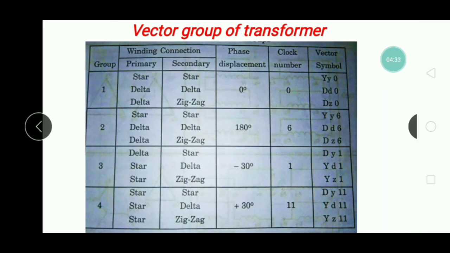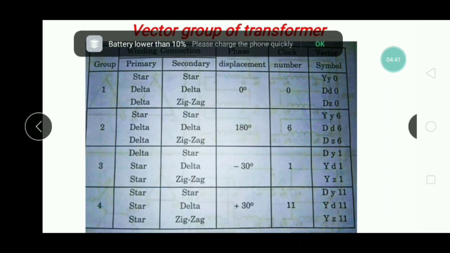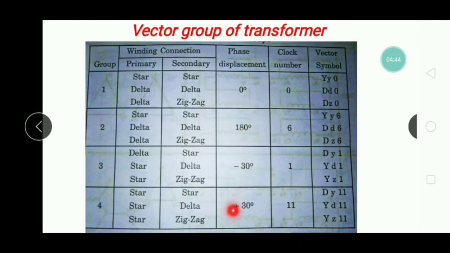So here group number 1, 2, 3 and 4 represent phase displacement, as we know, 0 degree, 180 degree, minus 30 degree and plus 30 degree. So as per the clock, at 0 degree we can say clock 0, at 12 we can say 0. Okay, at 180 degree the clock pointer at 6. Okay, so clock number is 6, at minus 30 clock number at 1, and at plus 30 clock number at 11. So primary we can also connect star star, delta delta, delta zigzag.